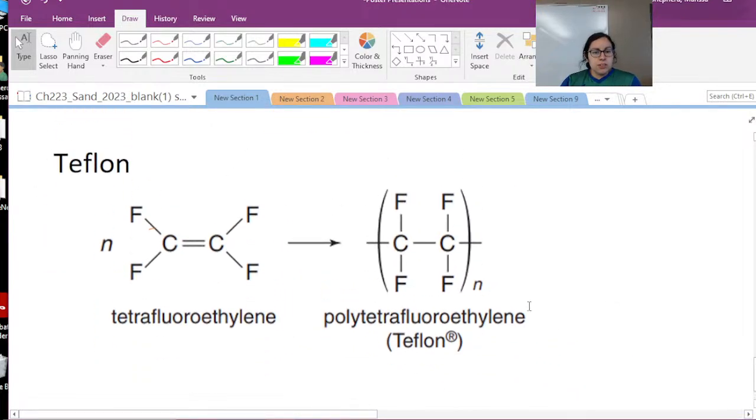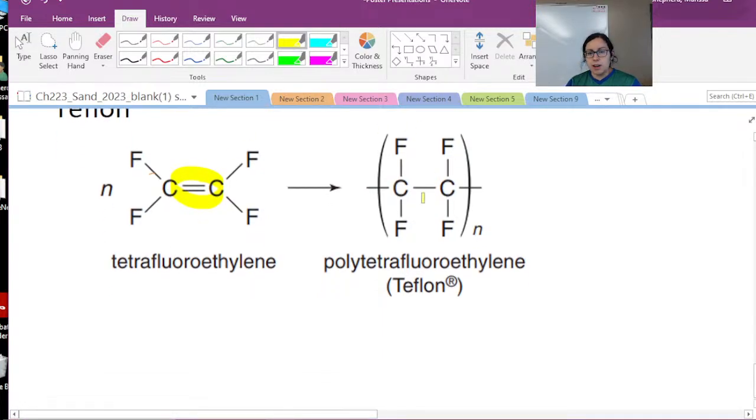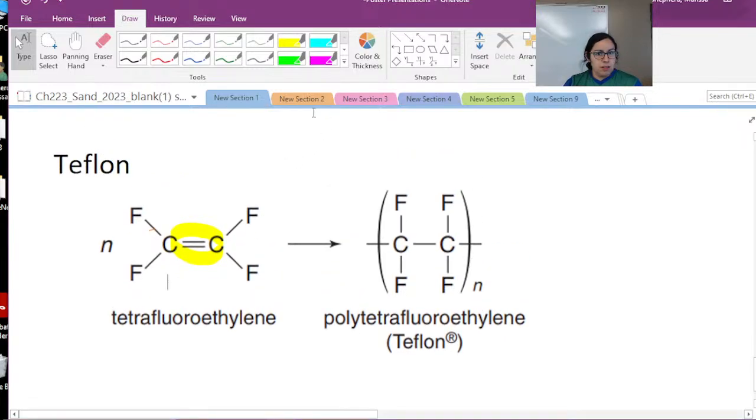Just continuing with other polymers, we have Teflon. I think you had this one in lab. Again, notice the double bond is susceptible to that radical mechanism attack, and then our monomer is just our single bond repeating. Questions so far?